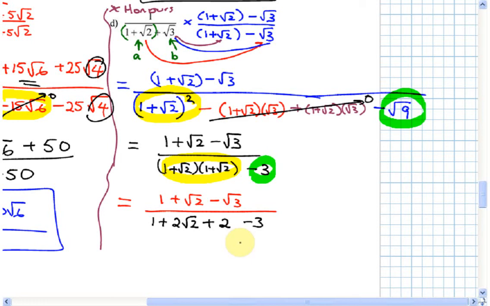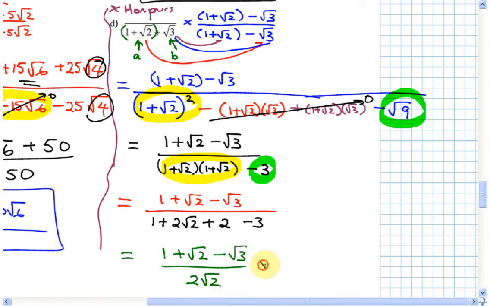Do you know why that was good, multiplying this out? What's 1 plus 2 minus 3? 0. Excellent. So now we have 1 plus root 2 minus root 3 all over 2 root 2. And have you finished rationalizing yet? No, because you still have this root 2 in the denominator. So what should I do to try to get rid of that root 2 now?